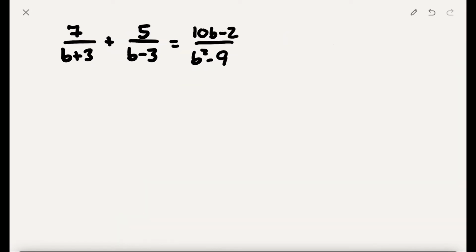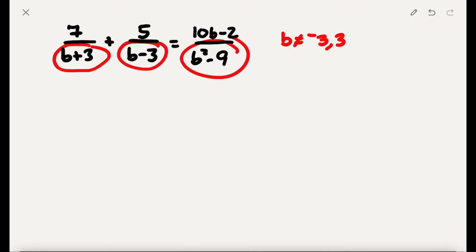So for this next one, we have 7 over b plus 3 plus 5 over b minus 3 plus 10b minus 2 all over b squared minus 9. First thing I'm going to do is handle the possible excluded values. B cannot be equal to negative 3 or positive 3, and that's just by setting every one of these denominators equal to 0 and solving. So those are the excluded values that can potentially occur with this equation.